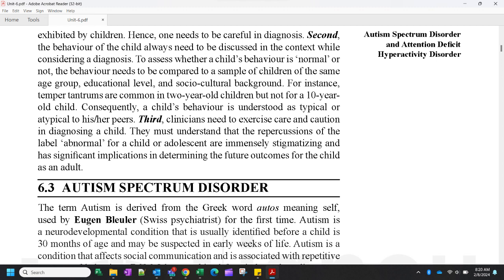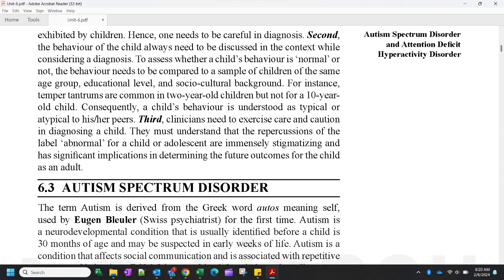Third, clinicians need to exercise care and caution in diagnosing a child. They must understand that the repercussions of the label abnormal for a child or adolescent are immensely stigmatizing and have significant implications in determining the future outcomes for the child as an adult.